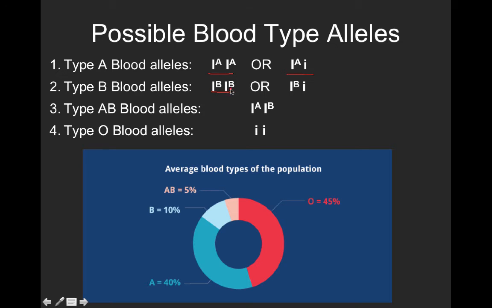Type B again could be both B's, or it could be one B and then an O, so we just leave it blank. Type AB alleles have to have the A and the B together. That's the only way to do it. And to be type O, you have to have no A's or B's present at all. So think of that as the ultimate recessive allele.